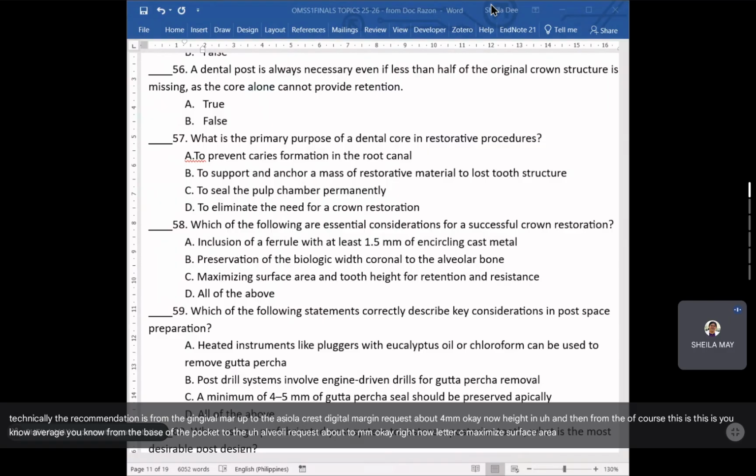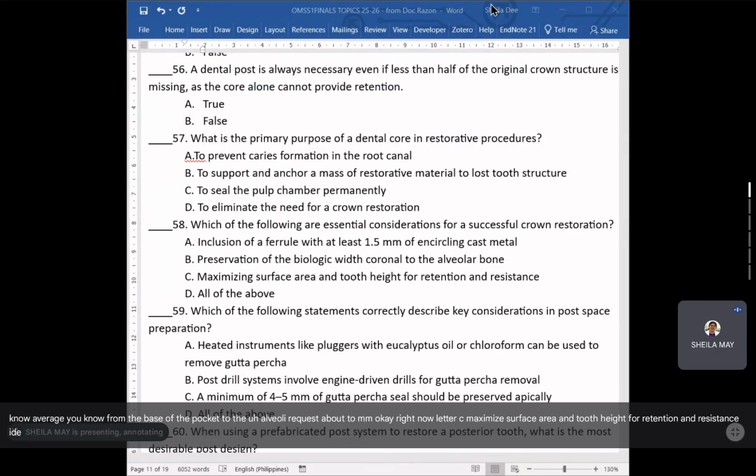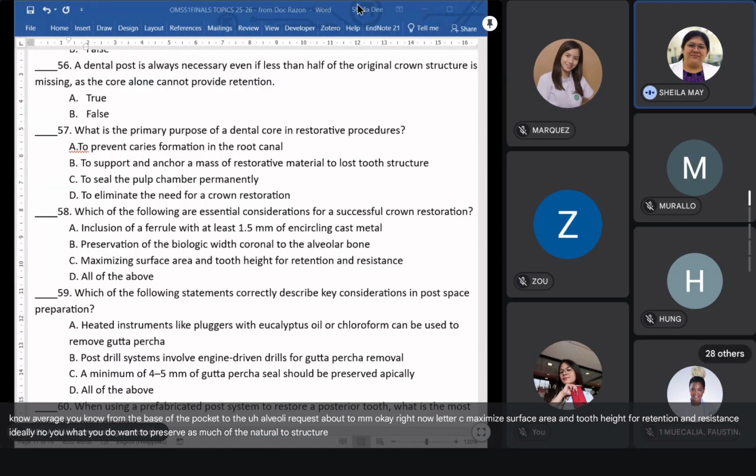Okay, right. Now the letter C: maximize surface area and tooth height for retention and resistance. Ideally, you do want to preserve as much of the natural tooth structure as possible. Okay, this is a given. Inadvertently, for some cases, you will be reducing a lot of dentine, which cannot be helped if you really need to facilitate your cleaning and shaping of the canal, and finally the obturation. Sometimes errors might occur, but in general, your target would be to preserve sound dentine as much as possible.